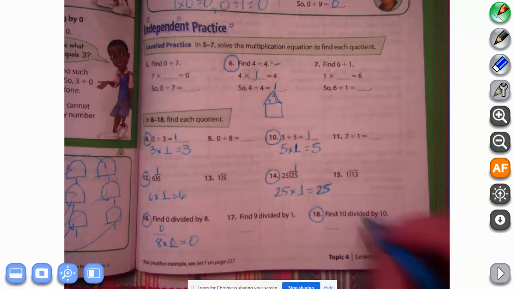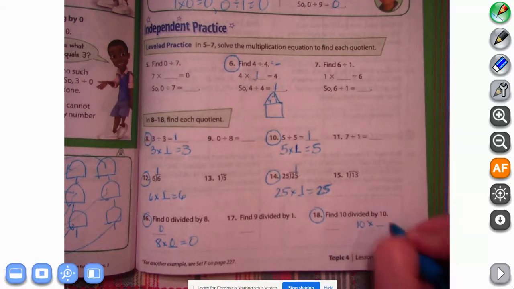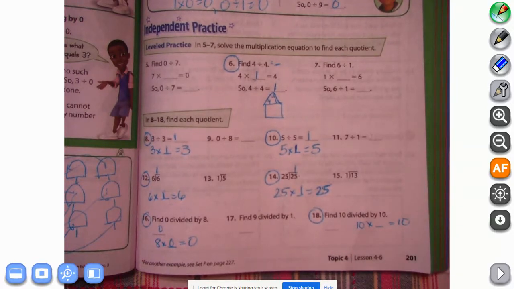Find 10 divided by 10, which is the same as 10 times what equals 10. And we know that 10 times 1 will equal 10. Right. If you need to get any of these answers, please push pause right now, and then you can join us on the next page when you are finished, okay?